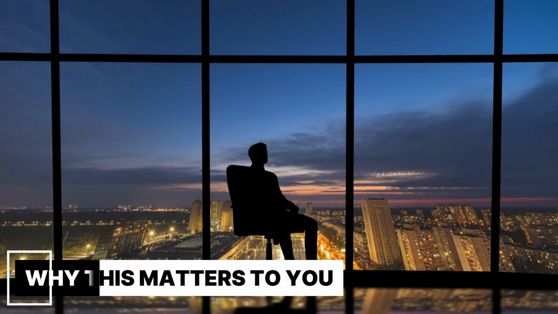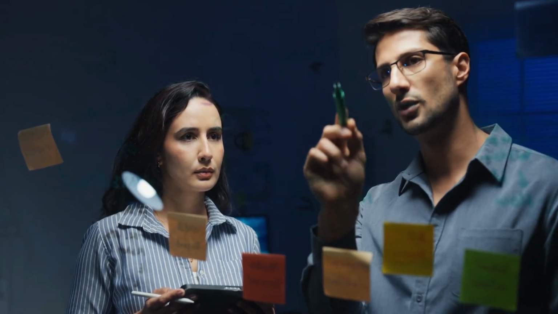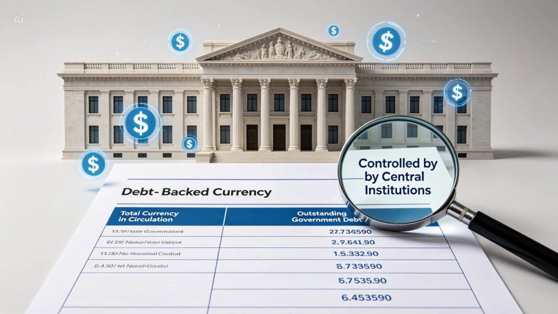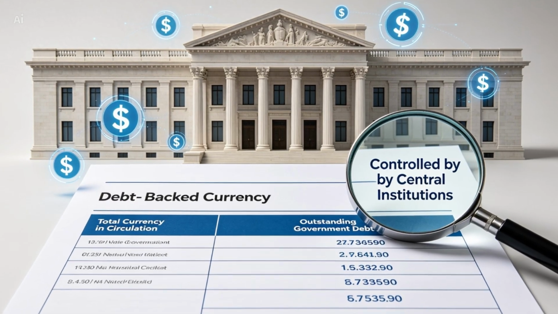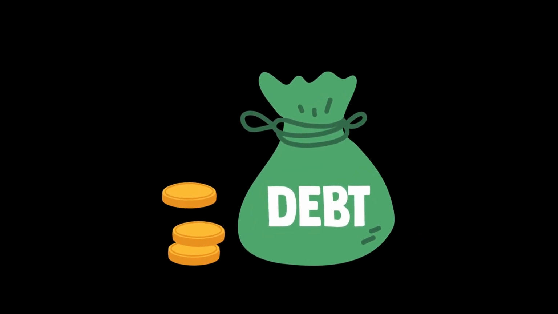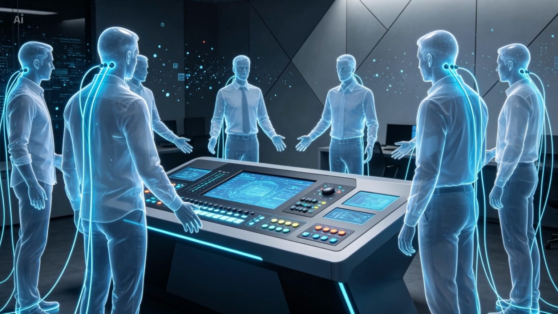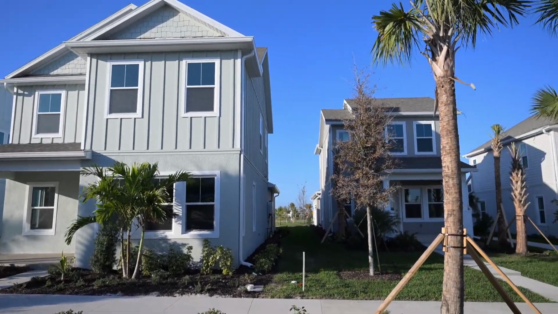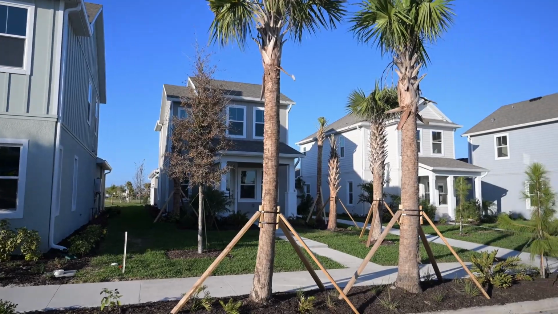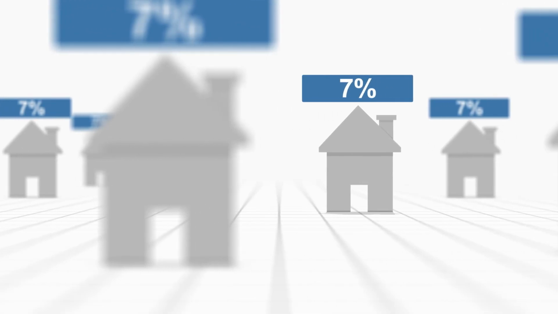Why this matters to you? Understanding this does not make the system illegal or immediately escapable, but it changes the framework for every financial decision you make. If money is debt-backed and the supply is controlled by institutions whose interest is in perpetuating borrowing, then carrying consumer debt is not merely inconvenient. It is participation in a system designed to extract value from people who don't understand it. The people who profit most from this system are those who sit on the other side of it, as lenders, equity holders, and asset owners, rather than as perpetual borrowers.